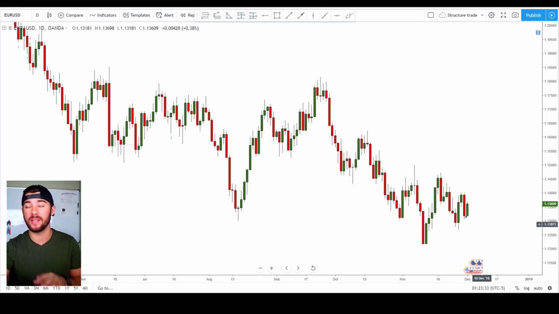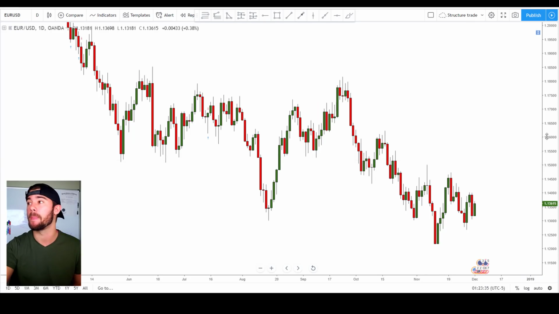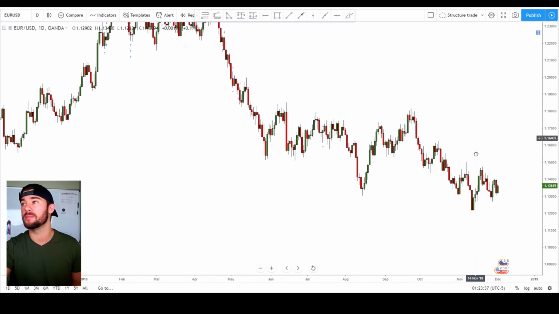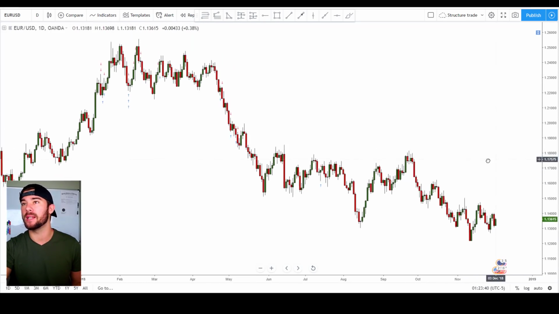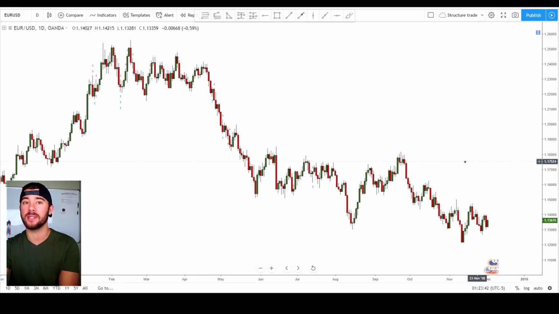We're going to start off with trend. What trend is the euro dollar in? Well, if we take a look, we scrunch the chart up just a bit here, you can see that we are in a very obvious downtrend. And why do we mention that? Why do we say that?